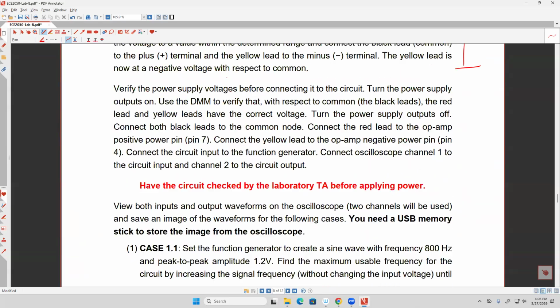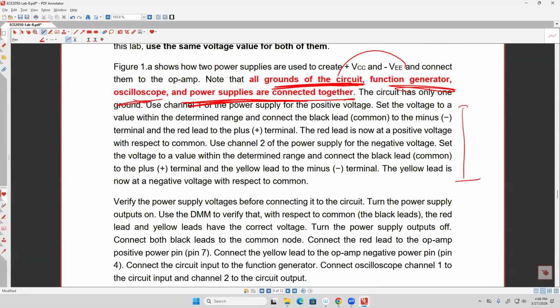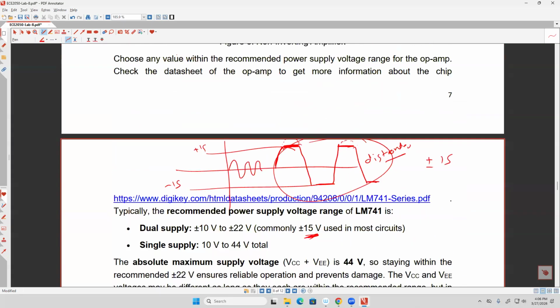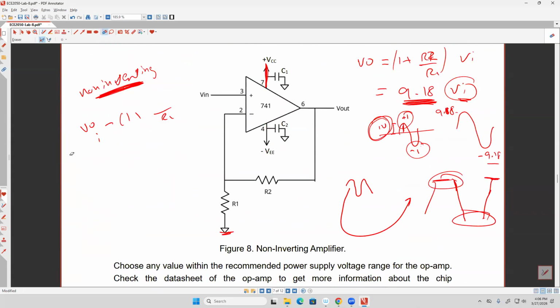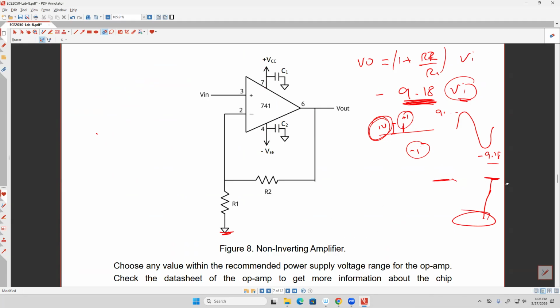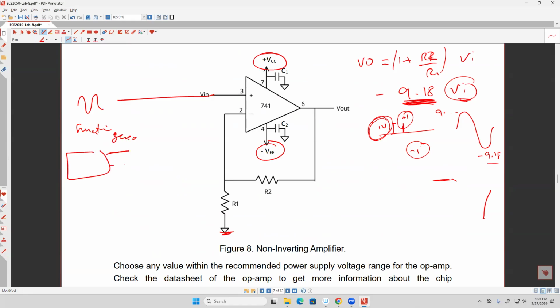Okay, so now we're going to do only two experiments, guys. The first experiment, again, I don't see this lab as difficult. The only difficulty is that here I'm going to use two power supplies, and then here you need to connect a sinusoidal input, so you need to use a function generator. We're going to use only one channel from the function generator.